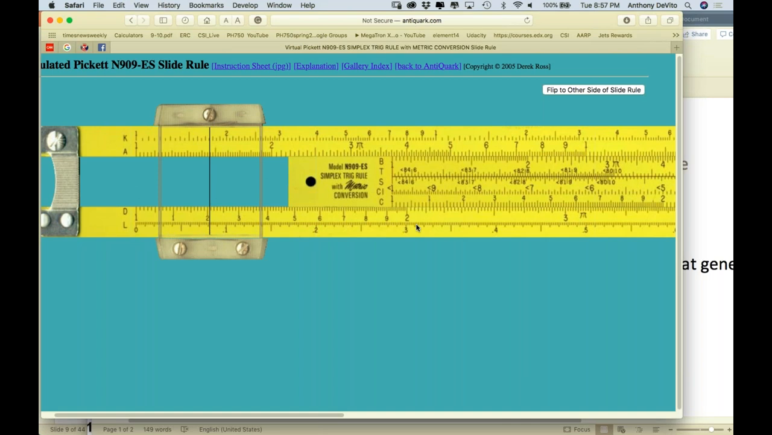So I'm going to pass one around so you can play with it. So, right, what's that? I'm sorry, guys, you got to speak up. No, you don't have to do this. This is just fun. This is for fun. Can we go back to the... That's the same slide rule that's up there.